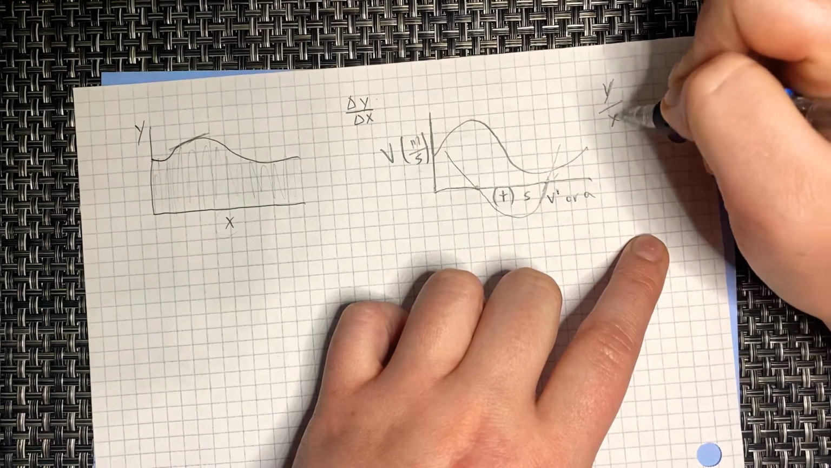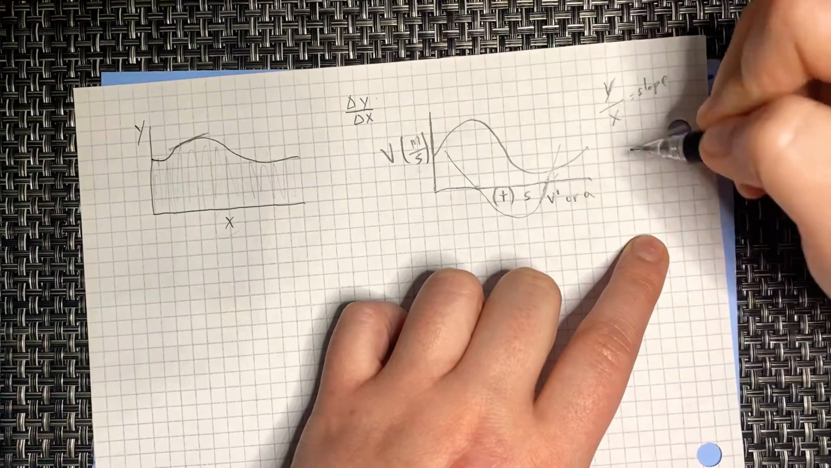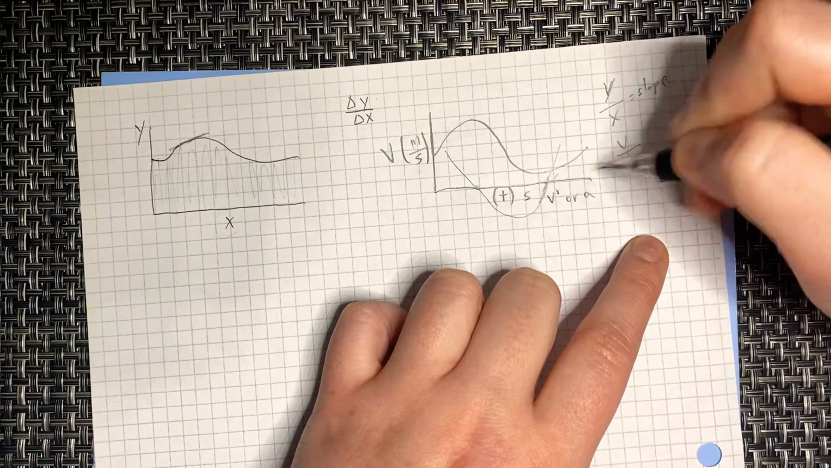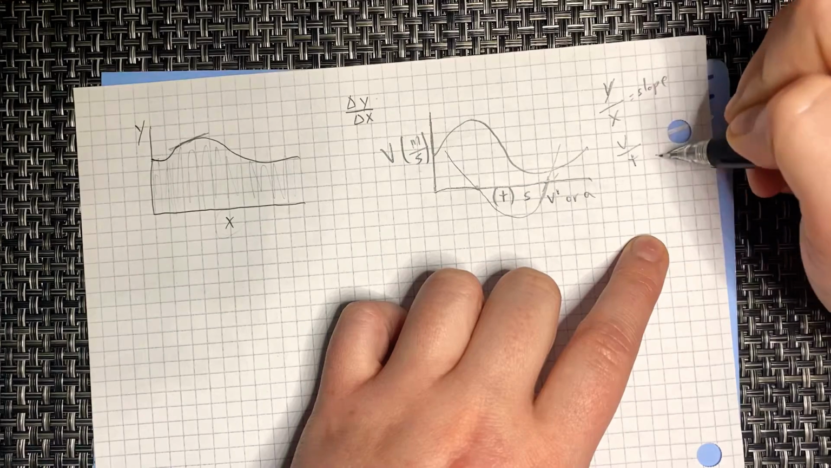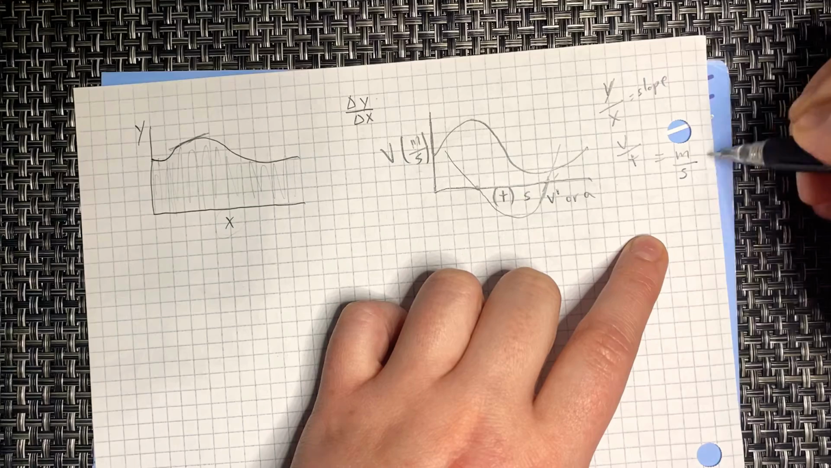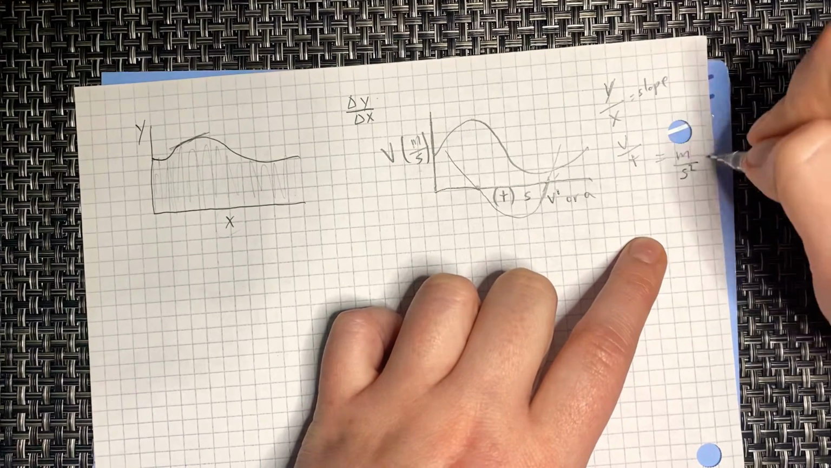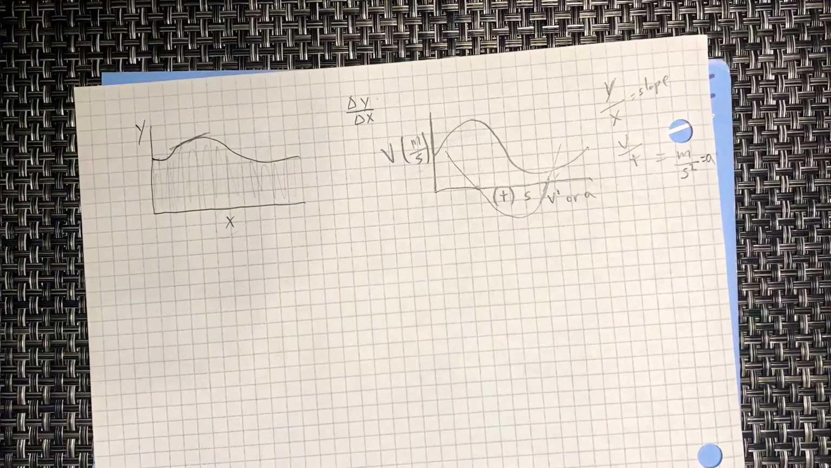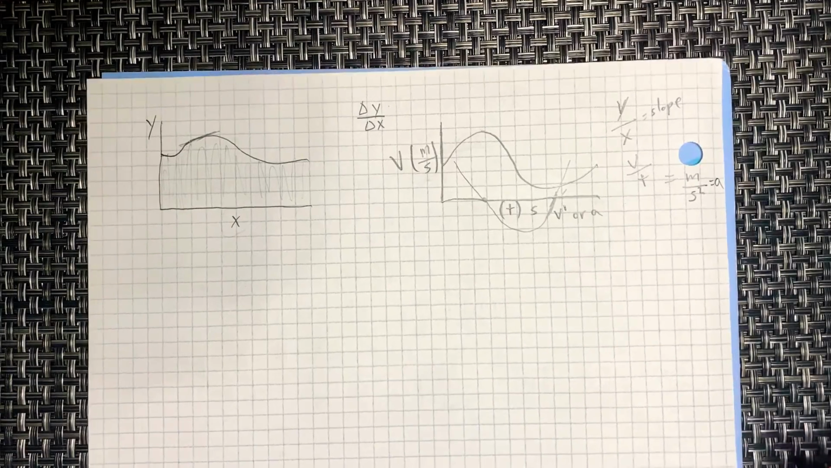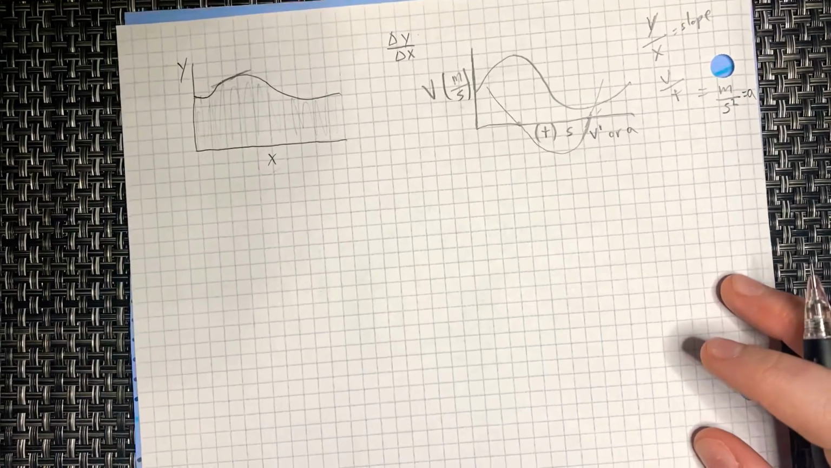If we go back to here, y divided by x equals slope. Therefore, v divided by time, which is meters per second divided by seconds, so meters per second squared, equals acceleration. That's how that works, right? Basic position, physics, how you get there.